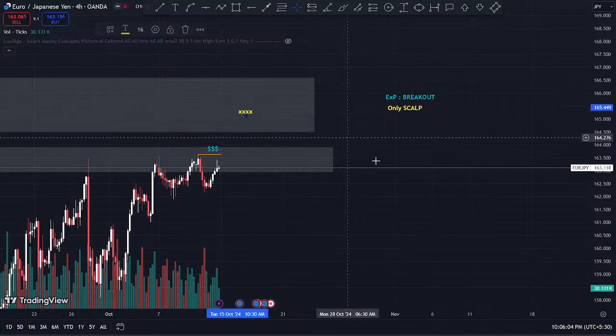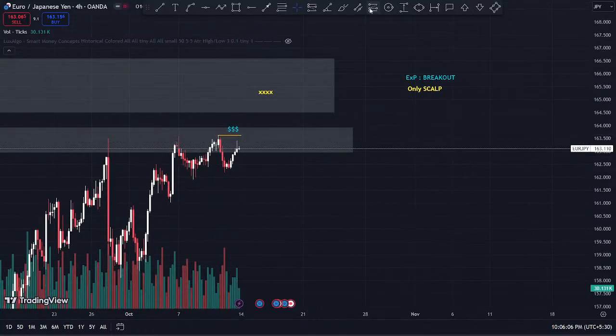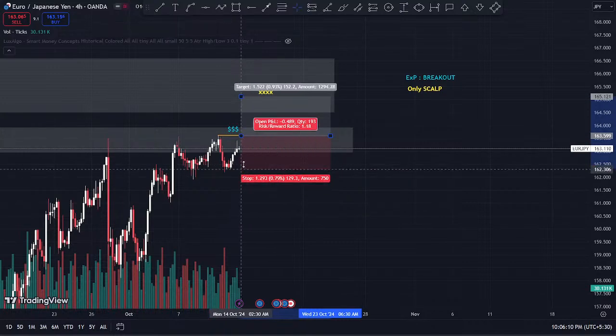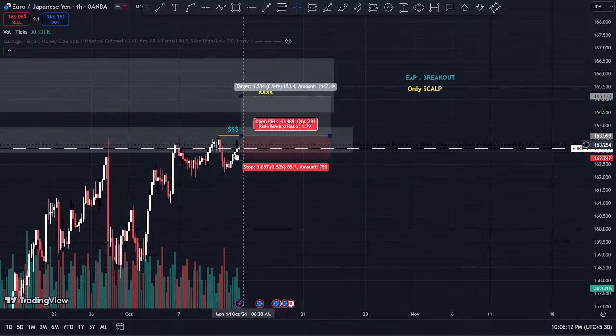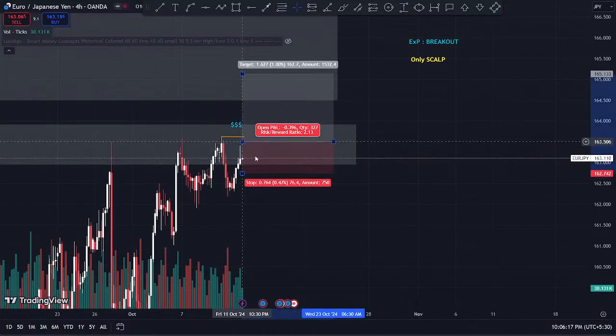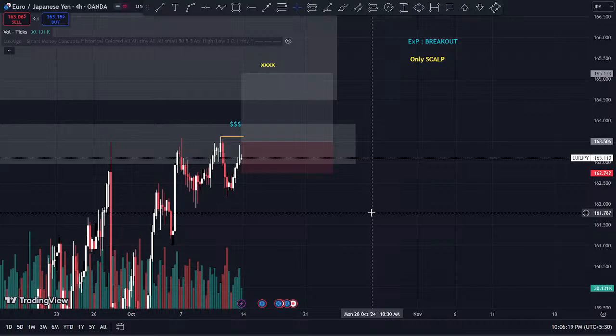Okay, so these are the reaction points. Here we have to trade carefully because this should be a scalp. This trade shouldn't last more than 2 minutes, or it depends upon the situation.